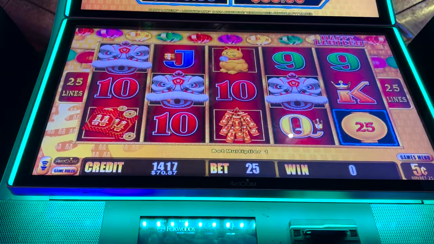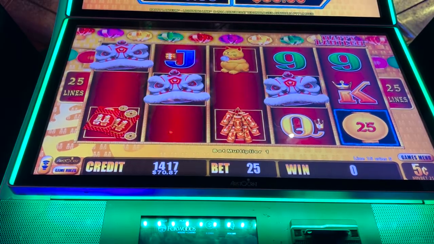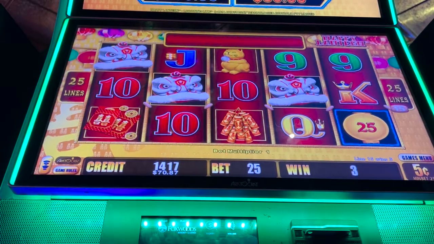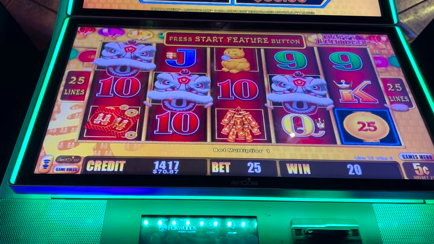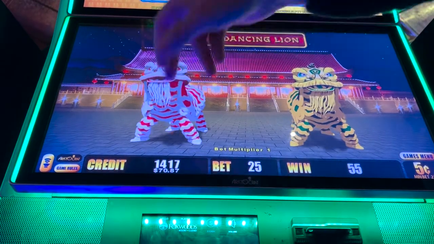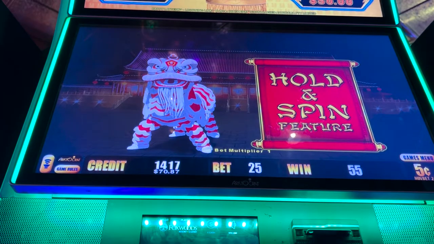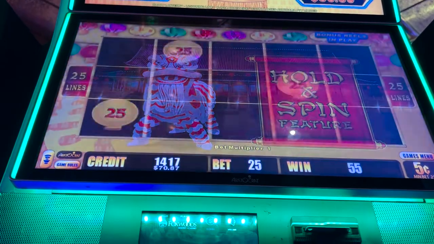One more. Yes. All right, I hope we get something good. I hope the same thing. I hope it's free games with a lot of wilds. Okay, you choose now. I'm going to go with left again. Okay, hold and spin. Please be good.